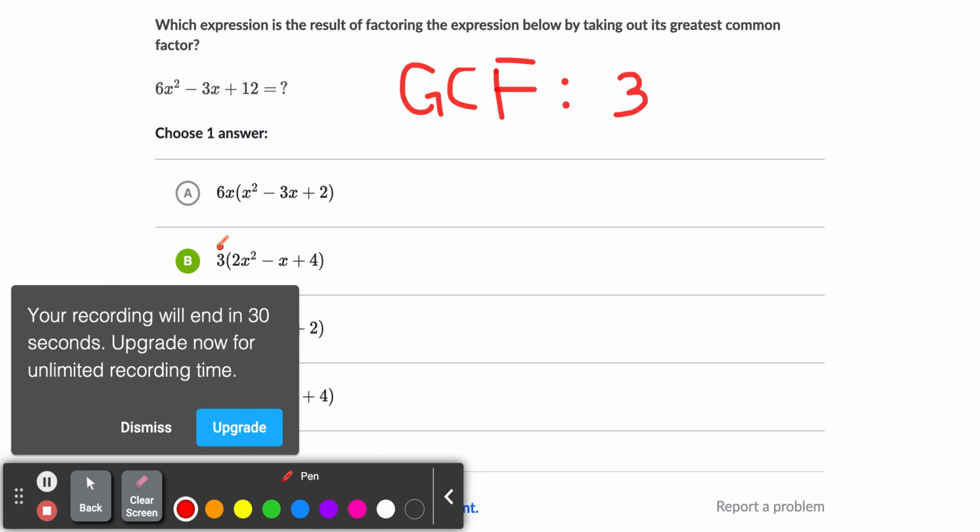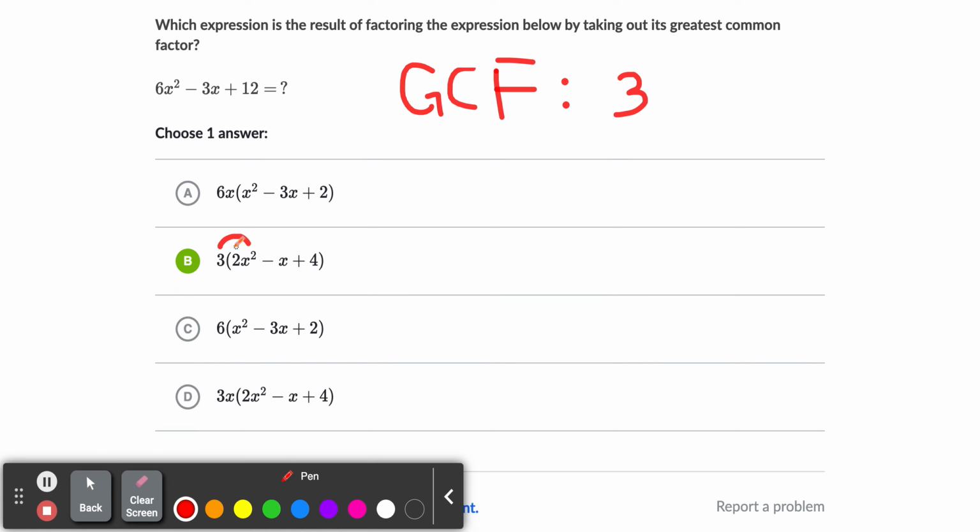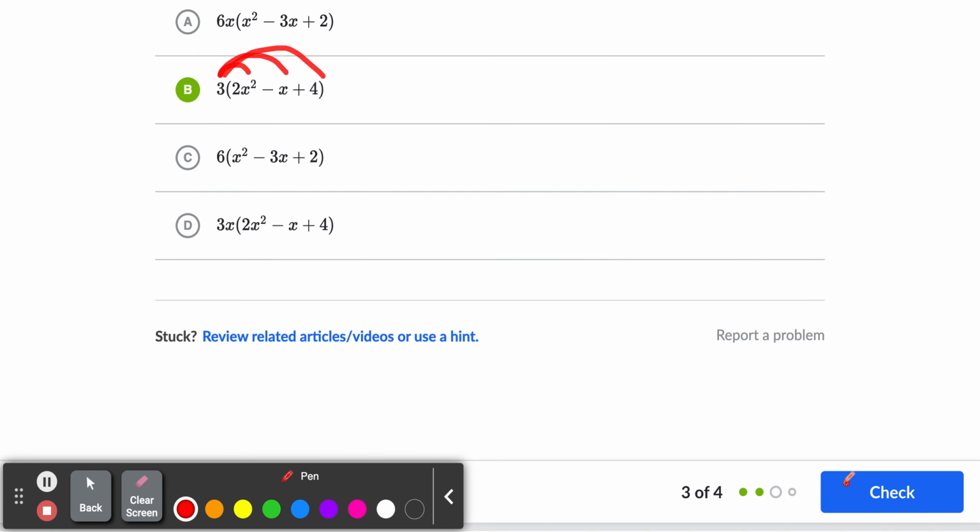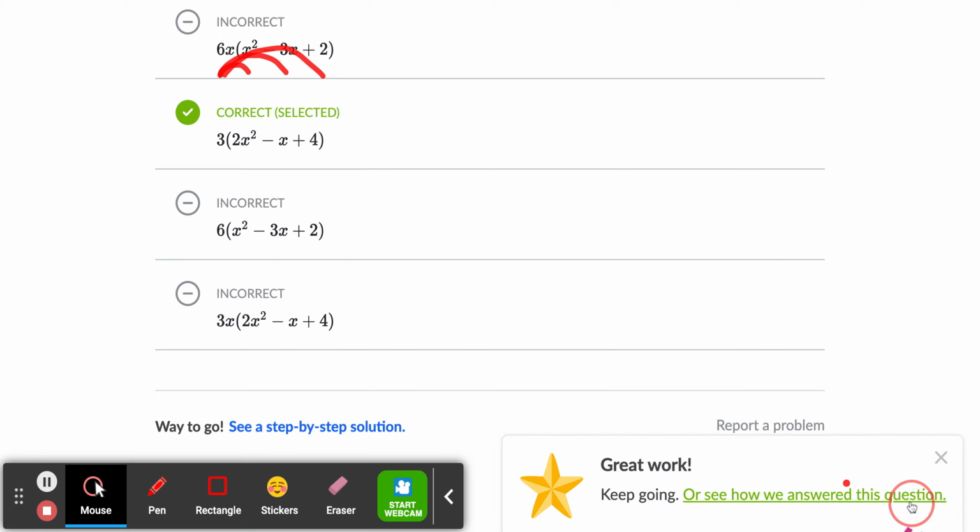Let's check each piece, right? 3 times 2x squared is your 6x squared originally. 3 times a minus x is your minus 3x. And then 3 times a 12 is your plus 12. So that one does work, okay? Let's just double check that. There we go.